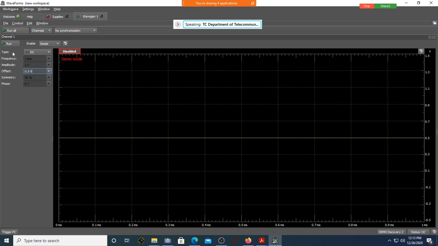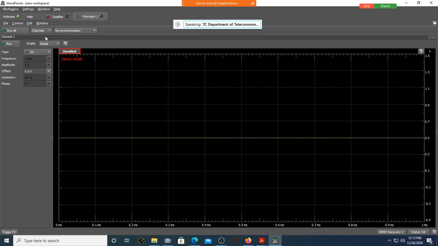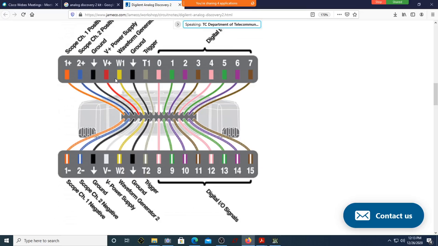For the time being, let me not run now. Can you see which channel I'm using? See here, channel 1 is ticked. Channel 1 tick means from this you have to use W1. Channel 1 of the wave gen means W1. If I run this, I will get this DC voltage on that yellow line. On this yellow line, I will get the set voltage there, whether it can be sine, DC voltage, whatever.